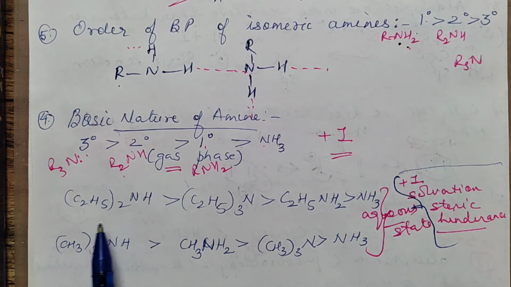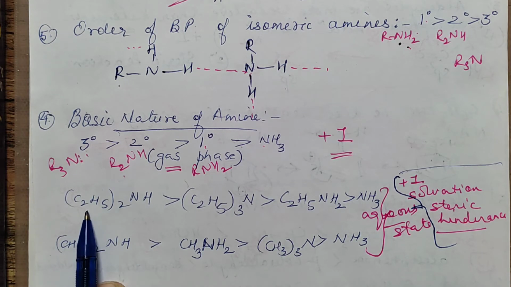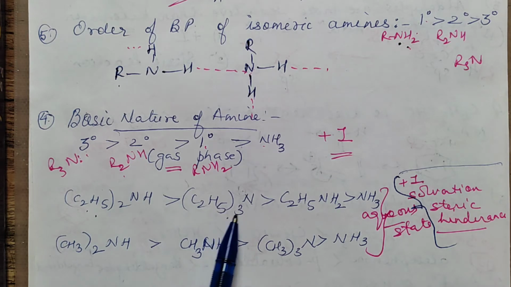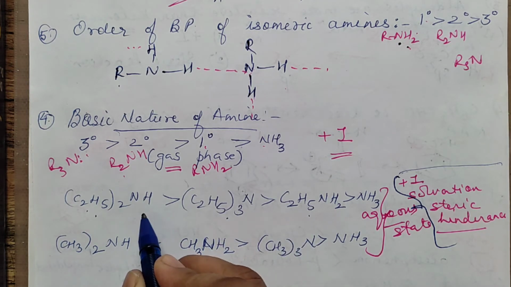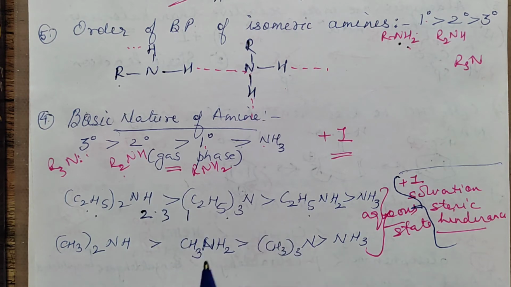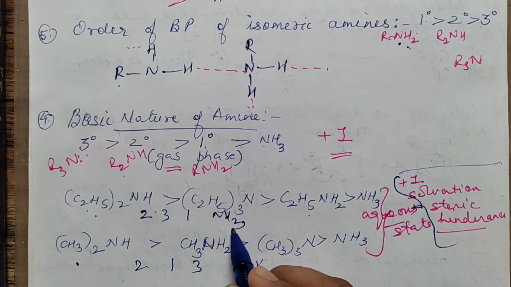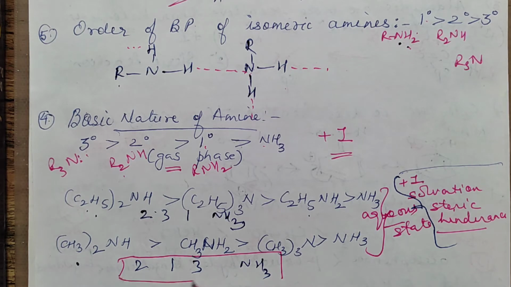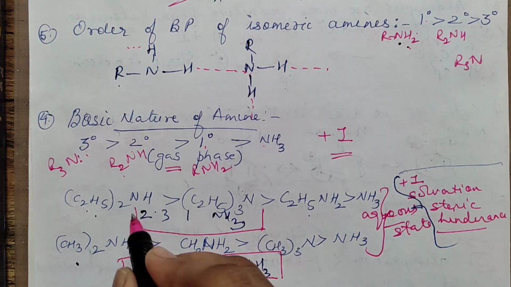If it is ethyl radical attached, 2 degree, 3 degree, 1 degree, the order I told you will learn like that: 2, 3, 1, and ammonia is of course the least one. Okay, if it is methyl, it is 2, 1, 3, and of course ammonia NH3, ammonia will be the least one. Okay, why it is like that? There are 3 factors which are playing.